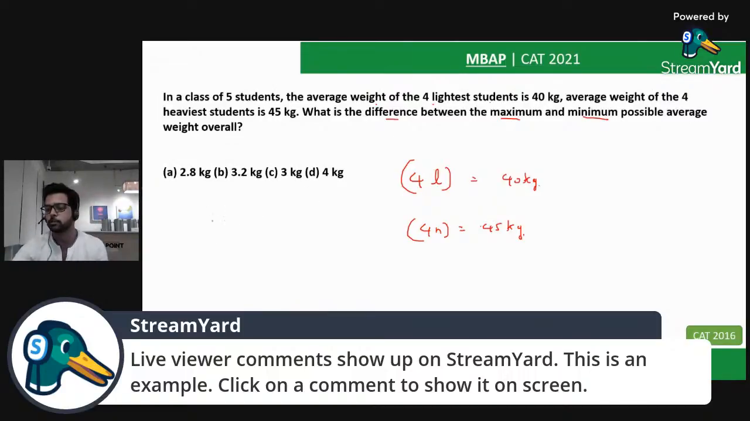So there are a lot of cases you might have to consider. What I want is the maximum average minus the minimum average of these 5 people, for which I would have to find the maximum total and the minimum total of these 5 people. Let's find out the cases. All of you, please be with me.